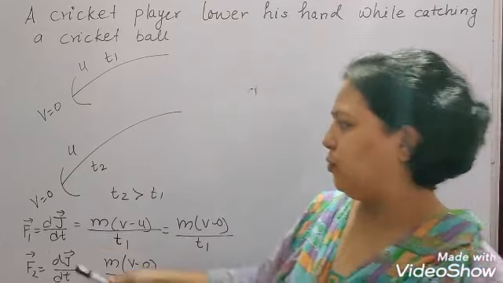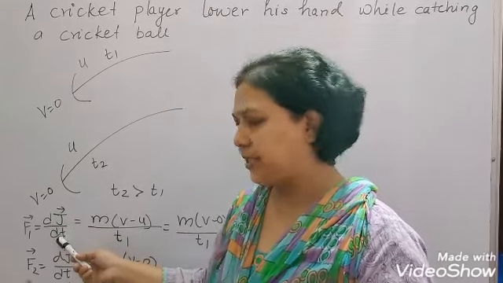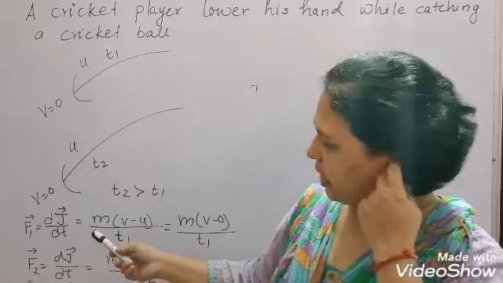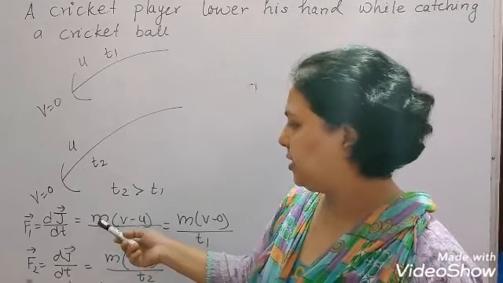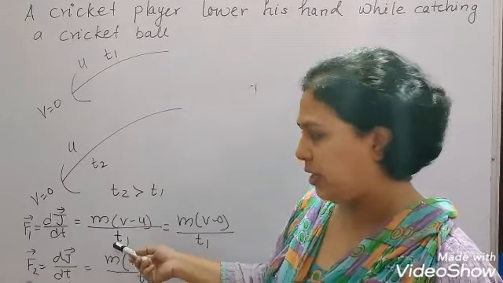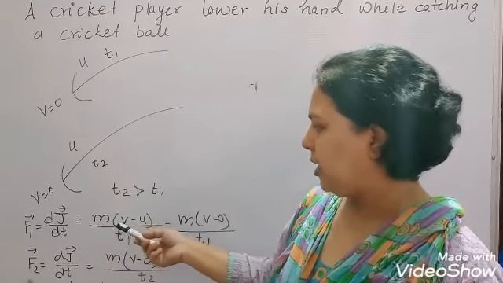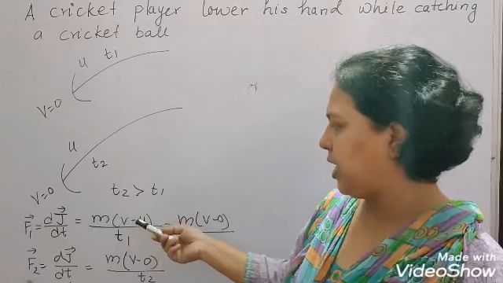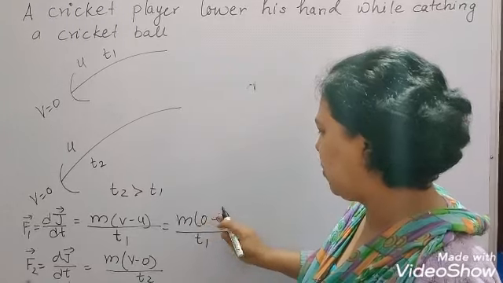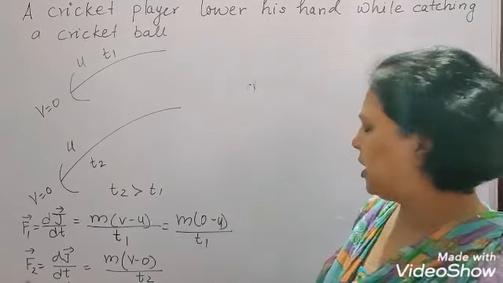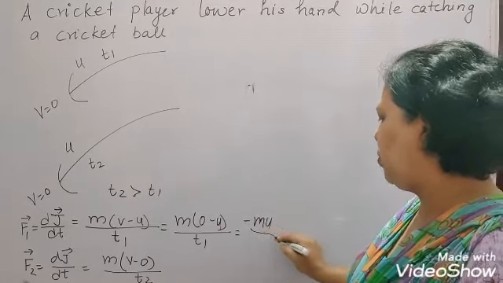As we know, the force is equal to dJ upon dt, that means the change in impulse upon the time. Or we can say simply, as we have learned about the impulse momentum theorem, it is change in momentum upon time. So momentum has changed here. Suppose the ball has mass m, the final velocity is v and the initial velocity is u. You can see that the final velocity is 0 and the initial velocity is u. That means m(0 minus u), or simply minus mu upon t1.